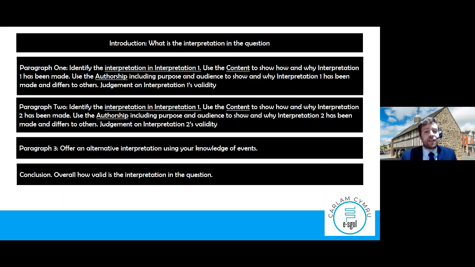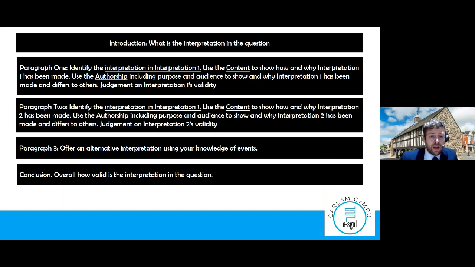Paragraph 1 then is identifying and using interpretation 1. It is initially using the content to say how and why interpretation 1's been made, then using the authorship, including its purpose, its audience, the date it was made, to show why it was made and why it differs to others, and then giving a statement or a judgment on its validity. Is it valid?